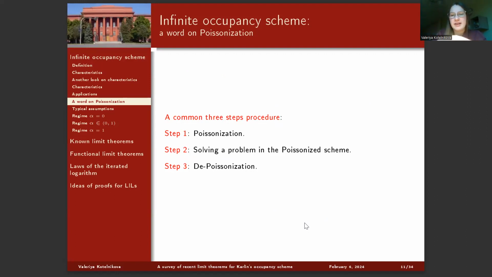At first, they Poissonize the scheme, then they solve the problem for the Poissonized version, and only at the third step, they try to bring the results to the deterministic version, and this process is called depoissonization. And which tools can be used while depoissonizing, we are going to discuss in the end, when we discuss some ideas for the proofs.